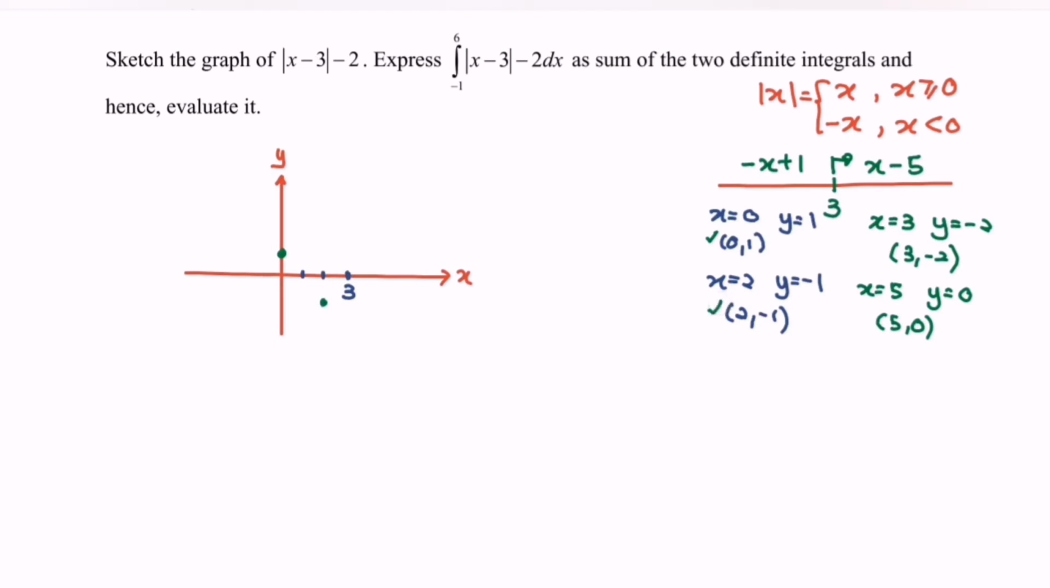Done. So next, kindly focus on 3, negative 2. So the location will be around here. Next, we have 5, 0. So where we have 4 and then 5.